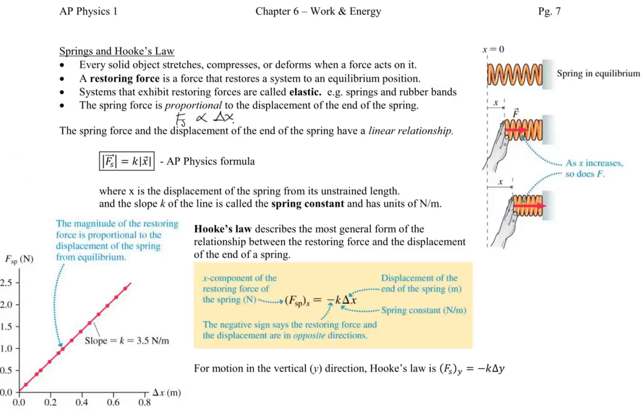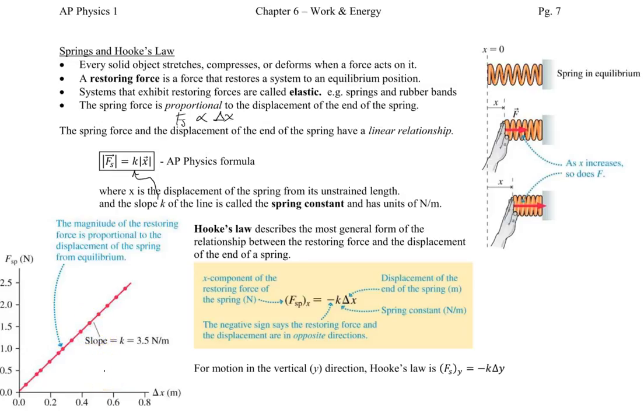So mathematically on the AP formula sheet, we write F sub s with an absolute value sign equals K times the absolute value of X. This K, if you noticed, was the slope of your line. So in this particular example, we see it's 3.5 newtons per meter. So the spring constant is normally measured in newtons per meter. It basically represents the amount of newtons for every meter of stretch.